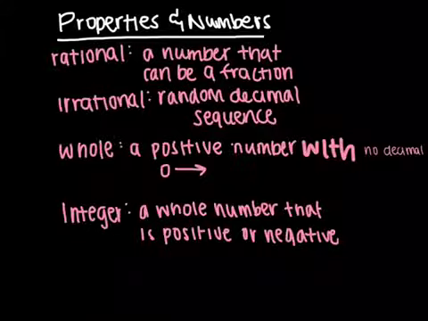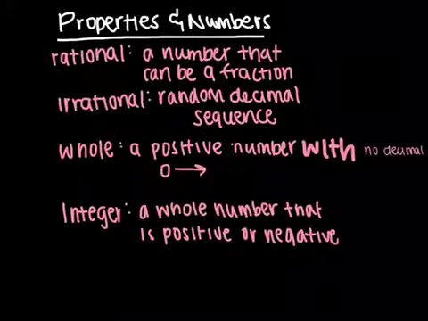Hey guys, so in this first review video, we're going to be talking about properties in numbers. And first, we're going to define some terms that might help us out. So the first term is a rational number. A rational number is a number that can be expressed as a fraction. So 1/6, 2/3, anything with repeating decimals or a whole number.